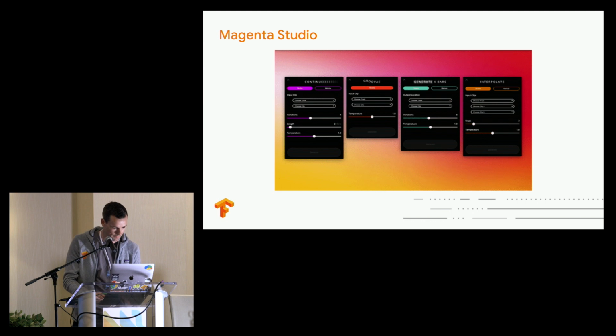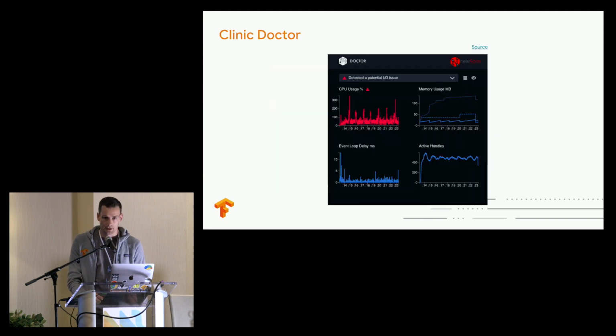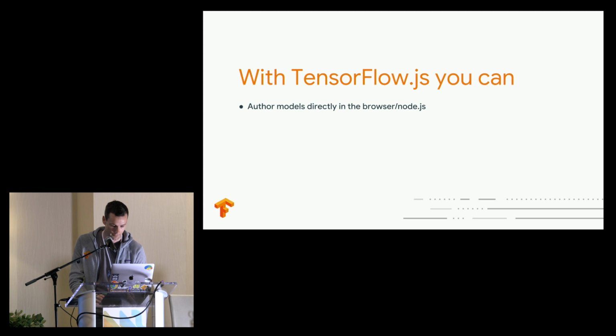So super cool stuff. Clinic Doctor, I think they're based in the UK, and they provide services for your node stack, GC, memory, and all that sort of business. And they use TensorFlow.js to help filter out GC spikes in node processes to figure out if it's actually a real CPU spike or if you're stuck in garbage collection. So very interesting things that are starting to come in the industry with the project.